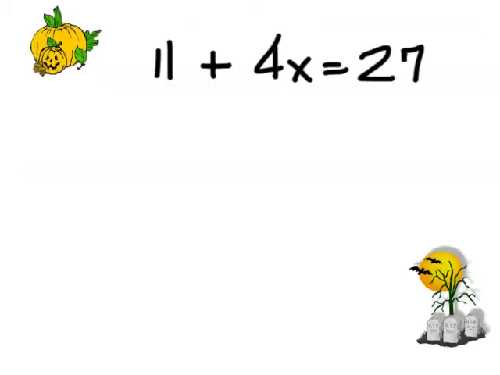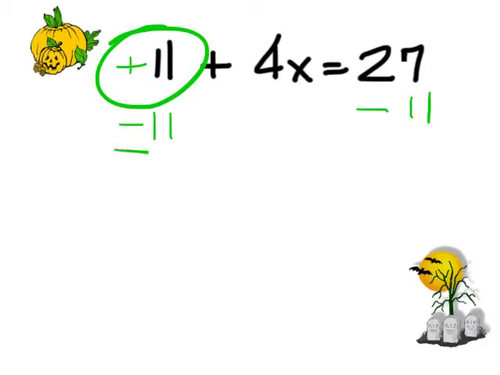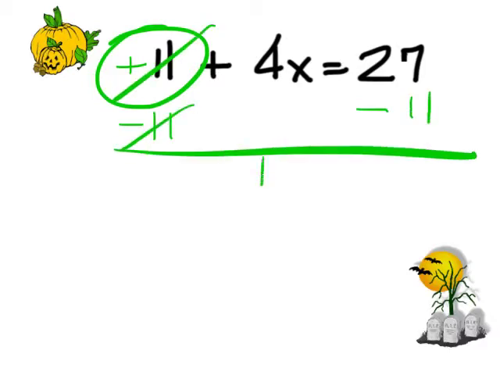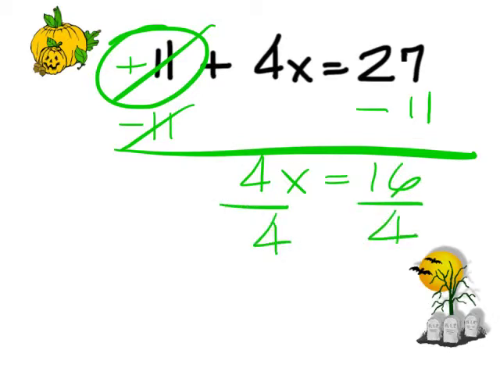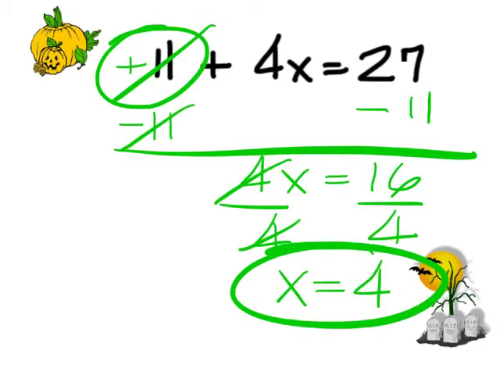Example 6. On this one, again, you have a positive number out here, and it's not written, but it's still a positive. It's a plus. So subtract 11 from both sides. You're left with 4x equals 16. Divide both sides by 4, and you get an answer of 4.